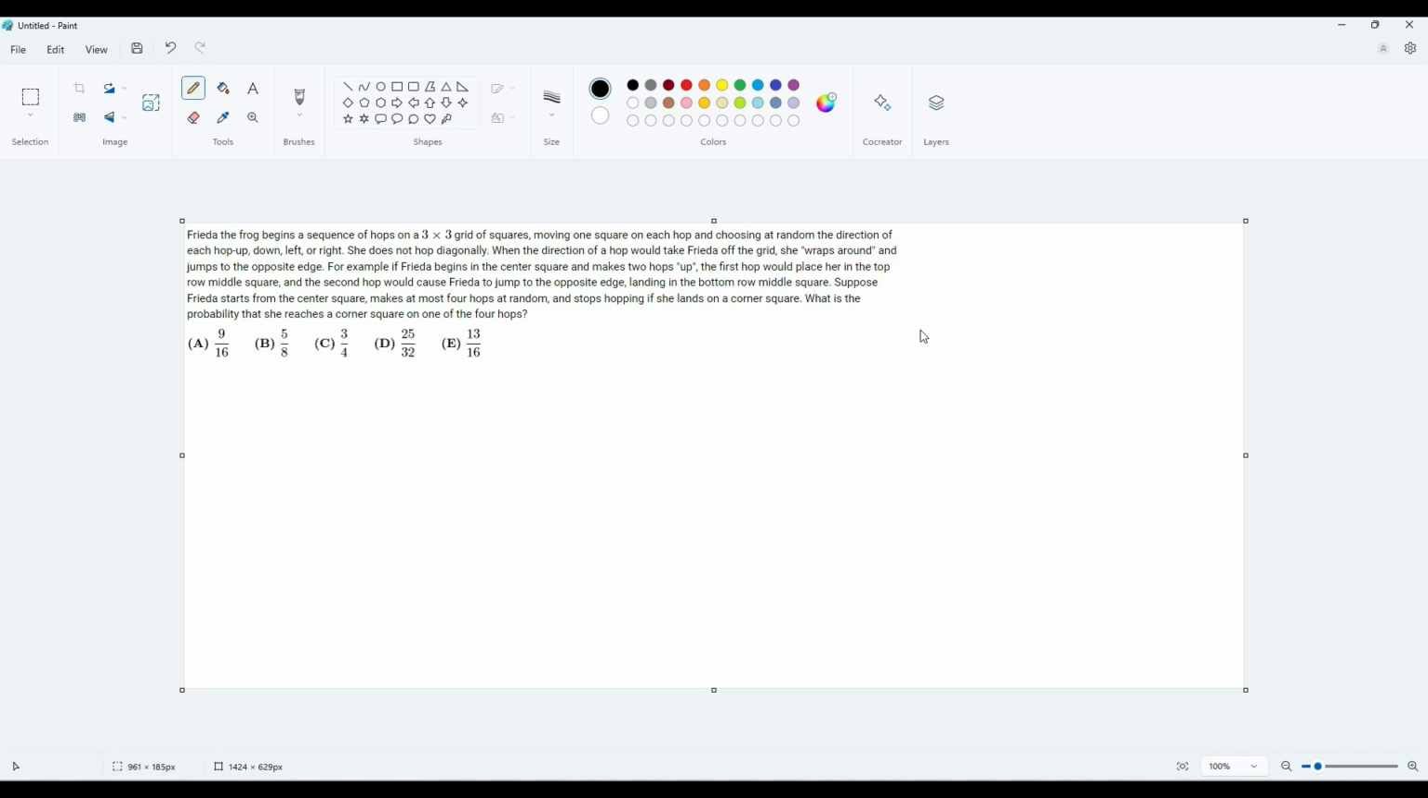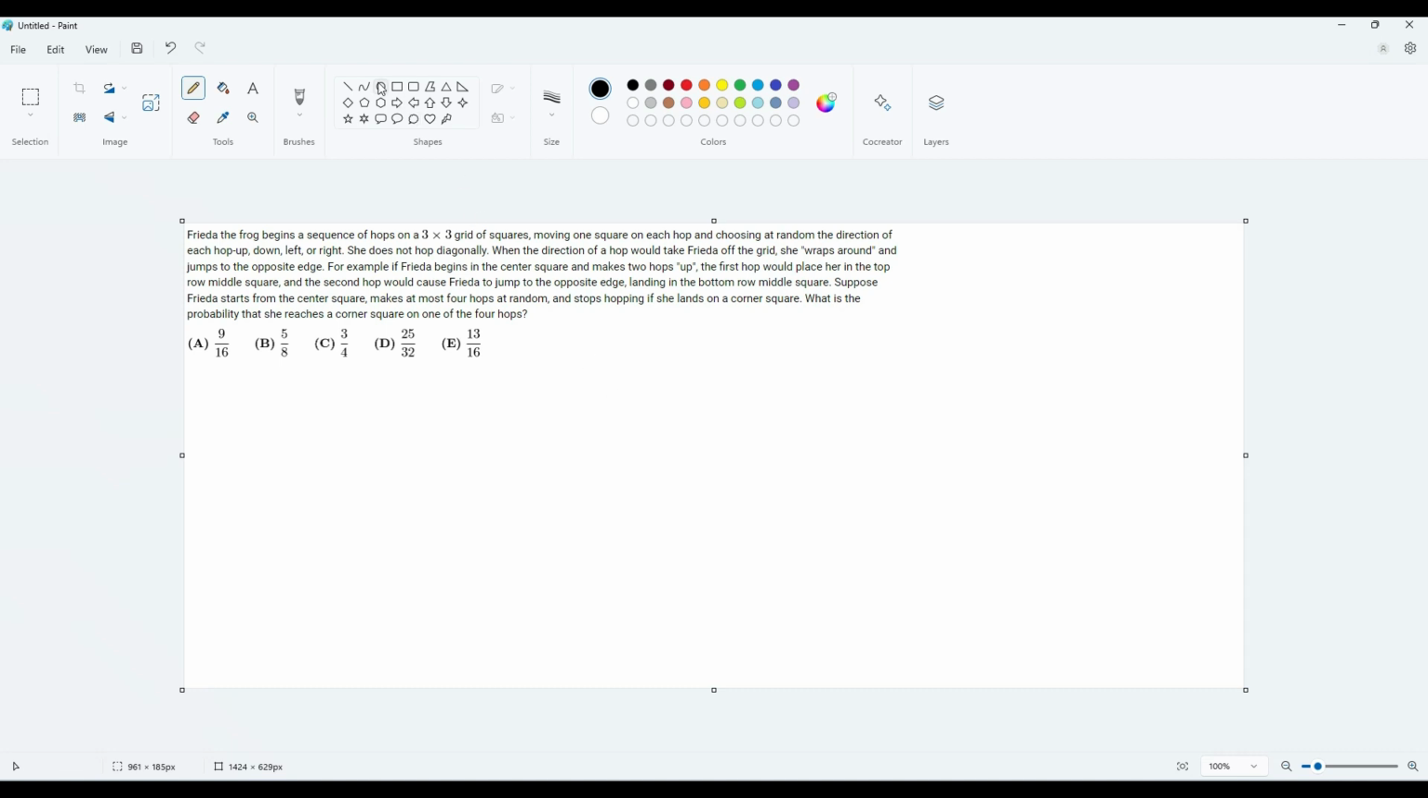The second hop would cause Frida to jump to the opposite edge, landing in the bottom row middle square. Suppose Frida starts from the center square, makes at most 4 hops at random, and stops hopping if she lands on a corner square. What is the probability that she reaches a corner square on one of the 4 hops? The answer choices are 9/16, 5/8, 3/4, 25/32, and 13/16. Okay, now that we've read the problem, let's figure out how to solve it.